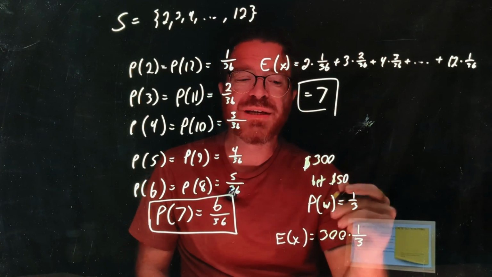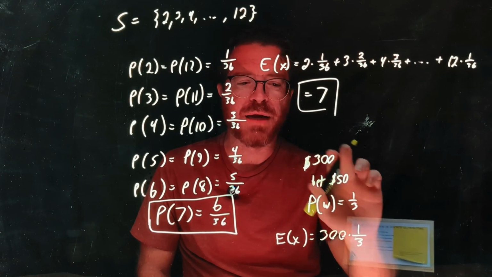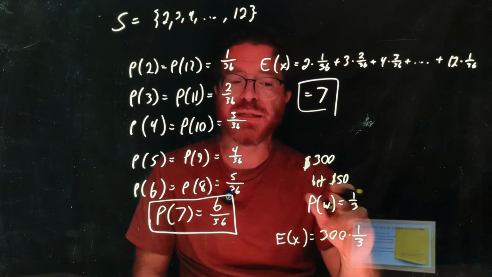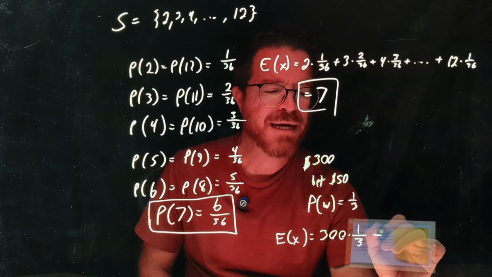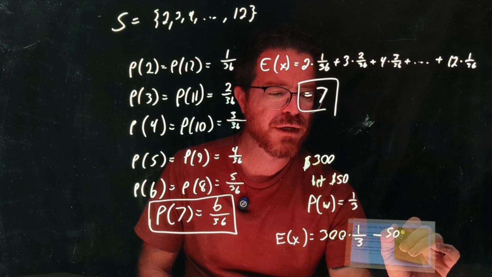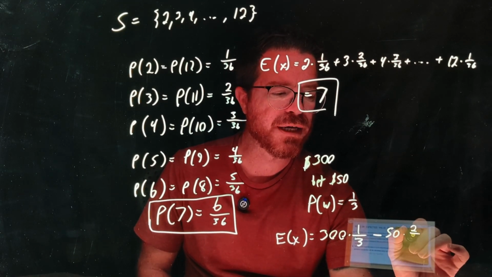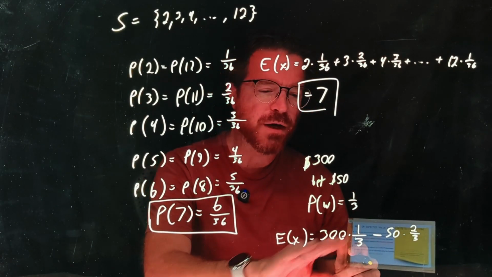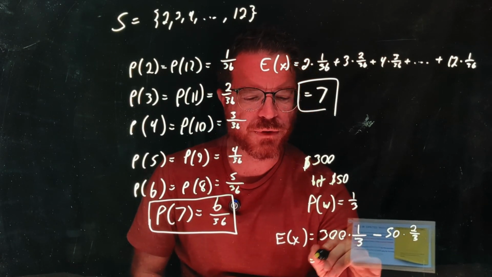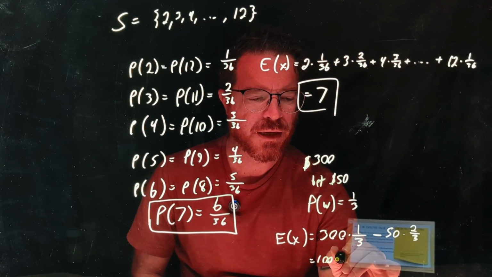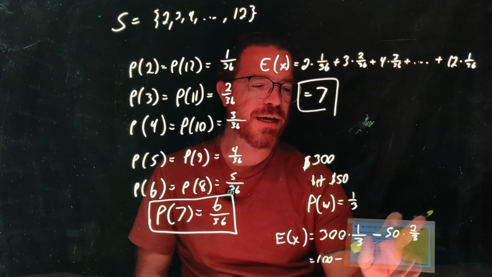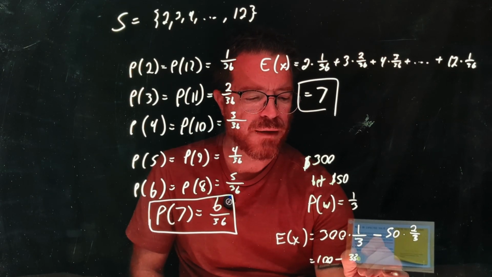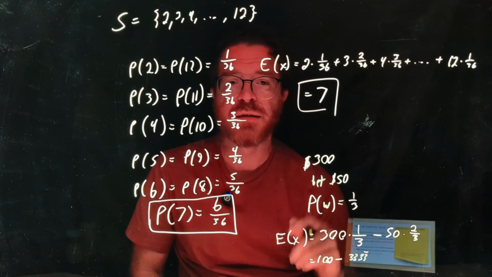If I lose, well, I'm losing $50, right? This is what I'm actually betting to be in the hand. So I could get minus $50, and my probability of that occurring is 2/3. So in this case, 300 divided by 3 is going to be equal to 100, minus 50 times 2/3, which is about $33.33.